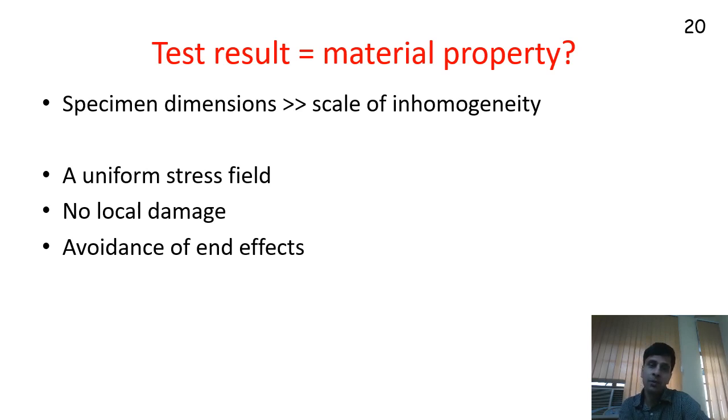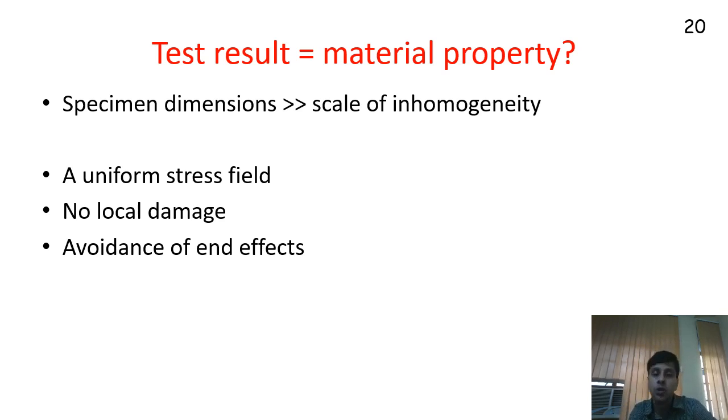You should have a uniform stress field. So when you do a test, there is some area called the gauge length where all the measurements are done, and in the gauge length you must have a uniform stress field. It cannot be that there are different states of stress at different points, and in that case your strength values are not accurate, because if there is no uniform stress field then there will be local damage.